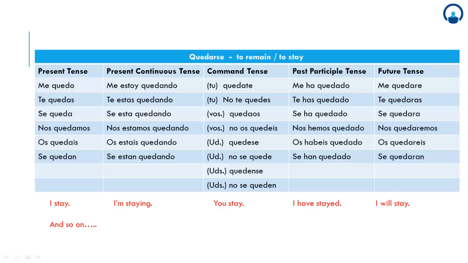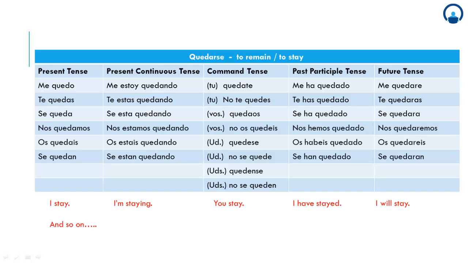Quedaos means you all stay. No os quedéis means you all don't stay. Quédese means you stay, said in a polite manner. No se quede means you don't stay. Quédense means you all stay, and no se queden means you all don't stay.